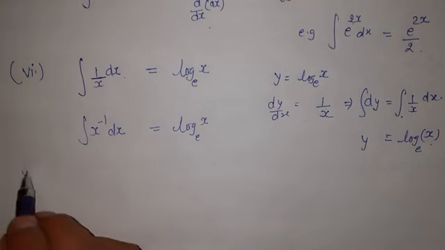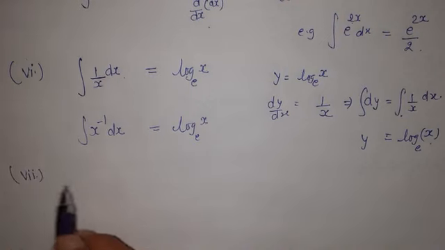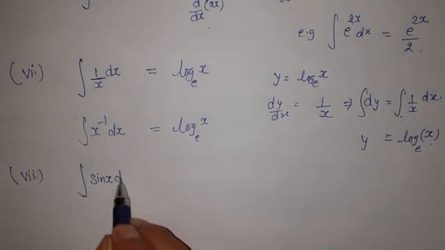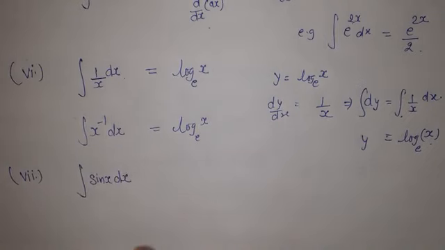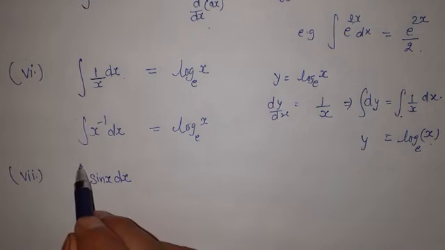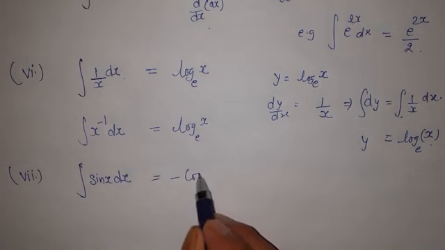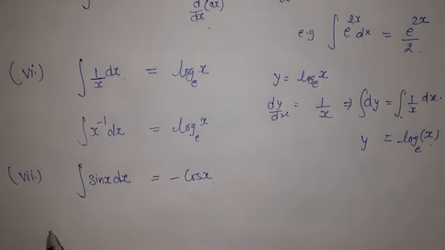Now over here the seventh formula which we are taking: if we have the trigonometric function sin x and its integration with respect to x, what will be its integration with respect to x? So it will be minus of cos of x. Remember this one. What will be the integration of sin x dx? It will be minus of cos x.